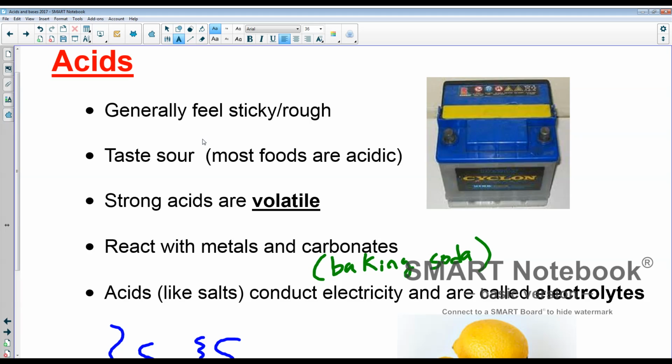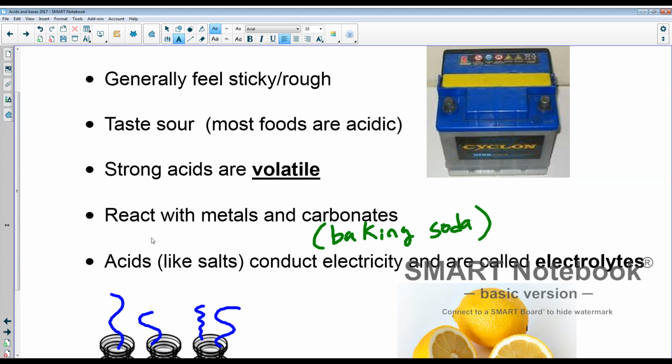Generally, acids feel sticky when they dry. Citric acid, especially, is one that does this. Strong acids, actually strong bases too, tend to have a strong smell, so they're volatile. They give off vapors. Acids tend to dissolve metals and carbonates. If you have a marble countertop, you don't want to pour lemon juice on it because that'll dissolve the marble. Carbonates are the mineral in marble.